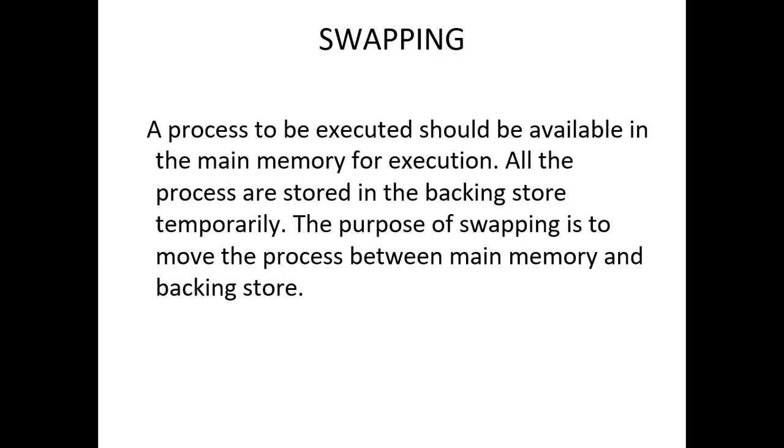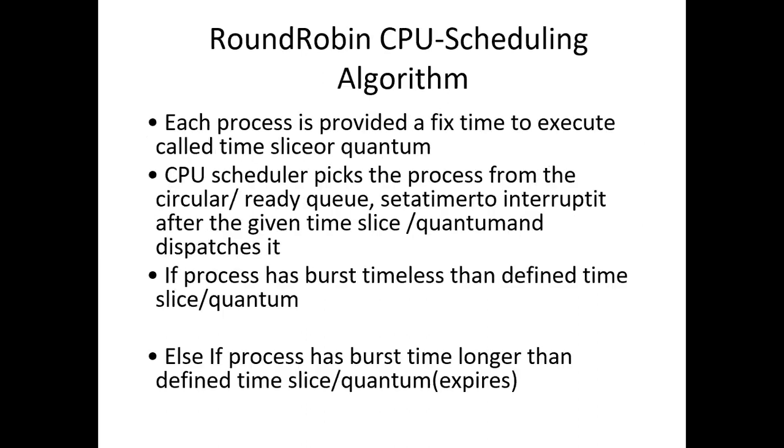The two main methods available are the round robin CPU scheduling algorithm and the priority based scheduling algorithm. Let's see the round robin CPU scheduling algorithm. What is the round robin method? Each process is given a fixed time to execute, called the time slice or quantum. Next, the CPU scheduler picks the process from the circular or ready queue, interrupts it after the given time slice, and dispatches it.